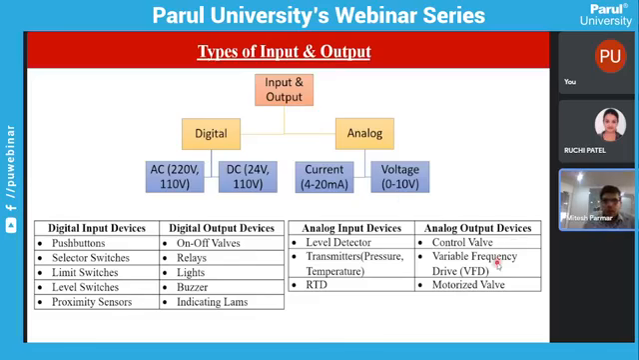Now the analog output devices like the variable frequency drive, the VFD, so you can operate the VFD via PLC also. So that is an analog output device for the PLC, or the control valve. In the control valve, you can control the particular valve position from 0 to 100%. So this is the control valve.